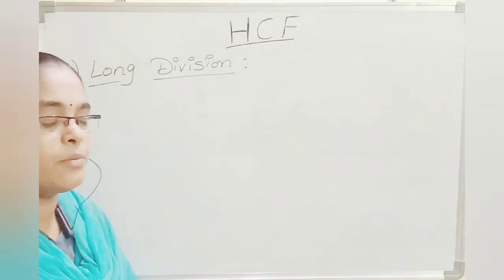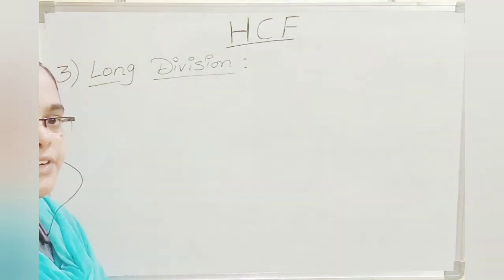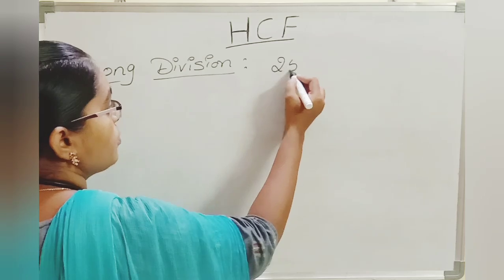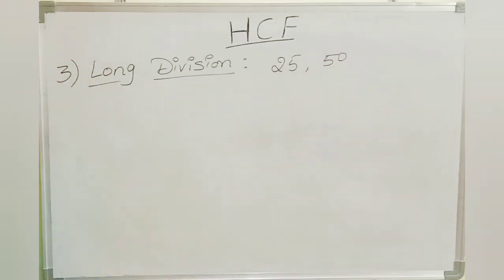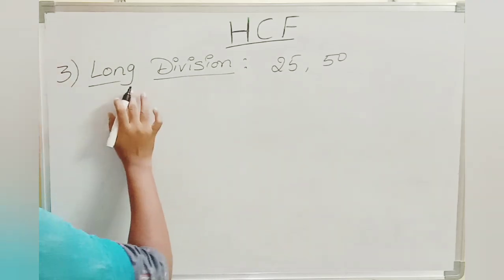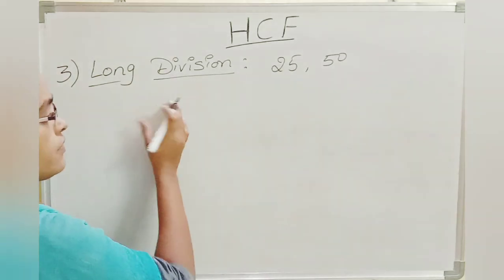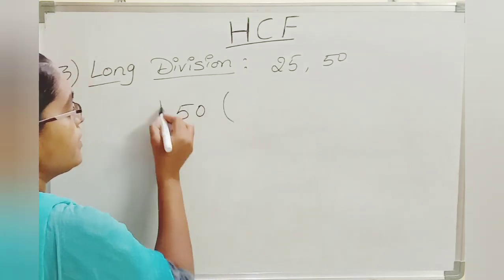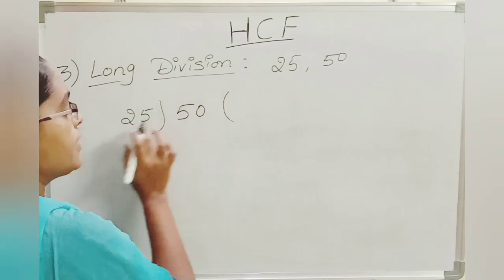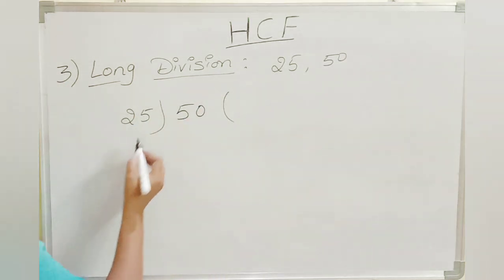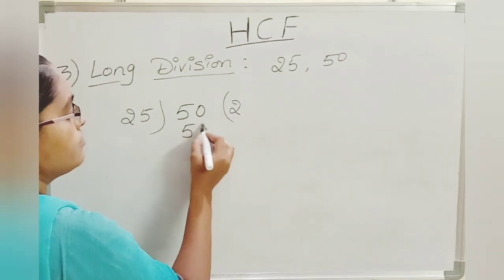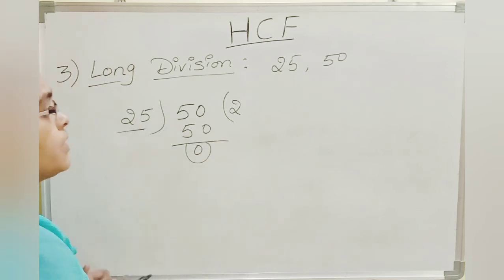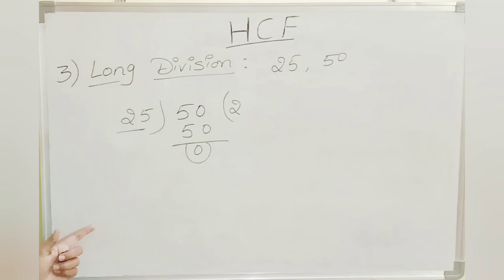Now see the long division method. By using the long division method also we can find the HCF of the given numbers. Let's see this with an example. Here also take 25 and 50. For long division, the bigger number we write in the middle, and the smaller number, 25, we take as the divisor. Now start the division: 25 into 50, 50 minus 50 is 0. So here 25 is the HCF of the given numbers. In one step only it completes.